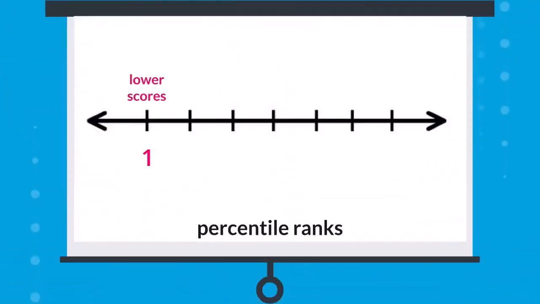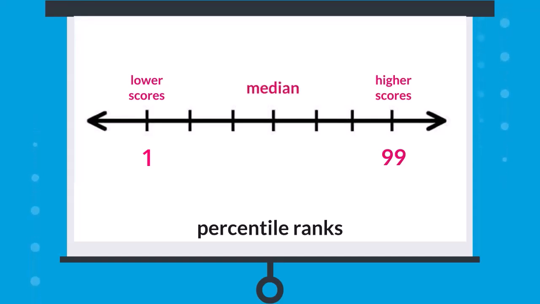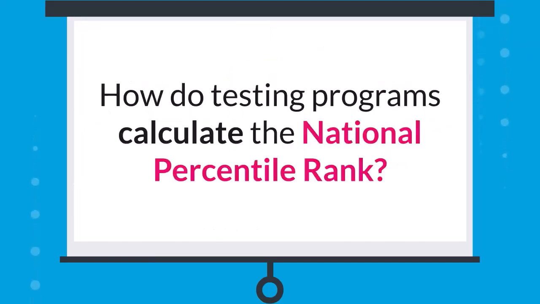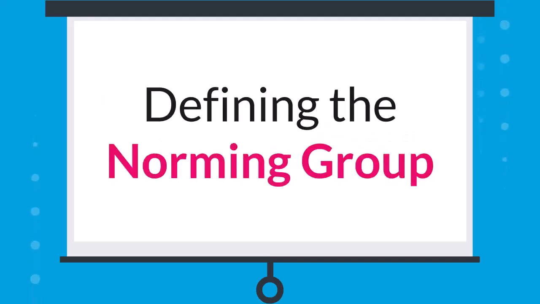Lower percentile ranks correspond with lower scores, and higher percentile ranks correspond with higher scores. A middle-of-the-road score, also called the median, is the 50th percentile rank. Now that you understand what percentile rank is, how do testing programs go about calculating them? This all starts with defining the norming group.